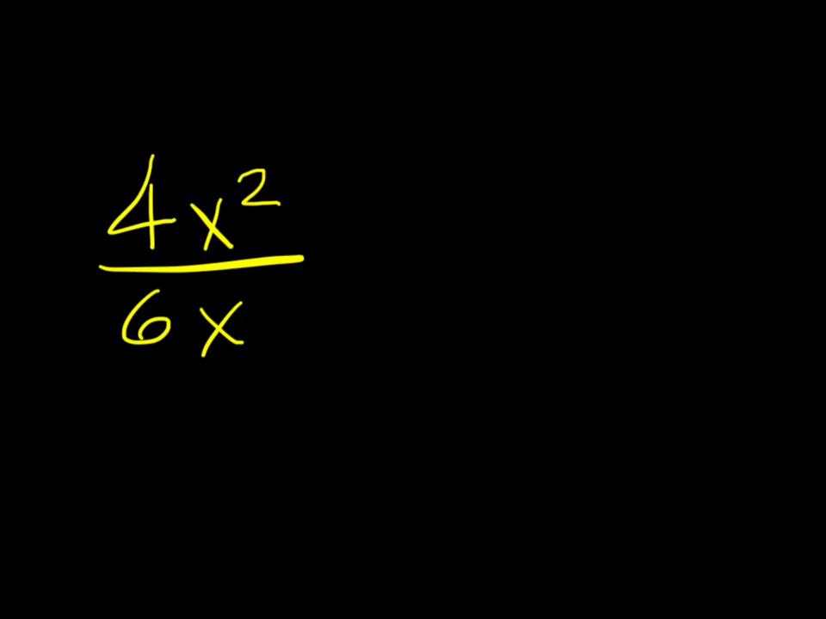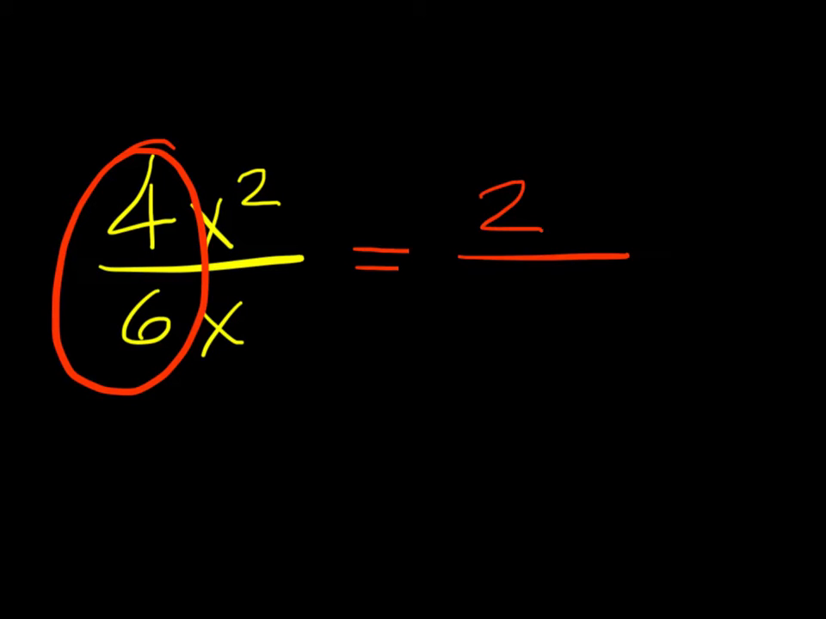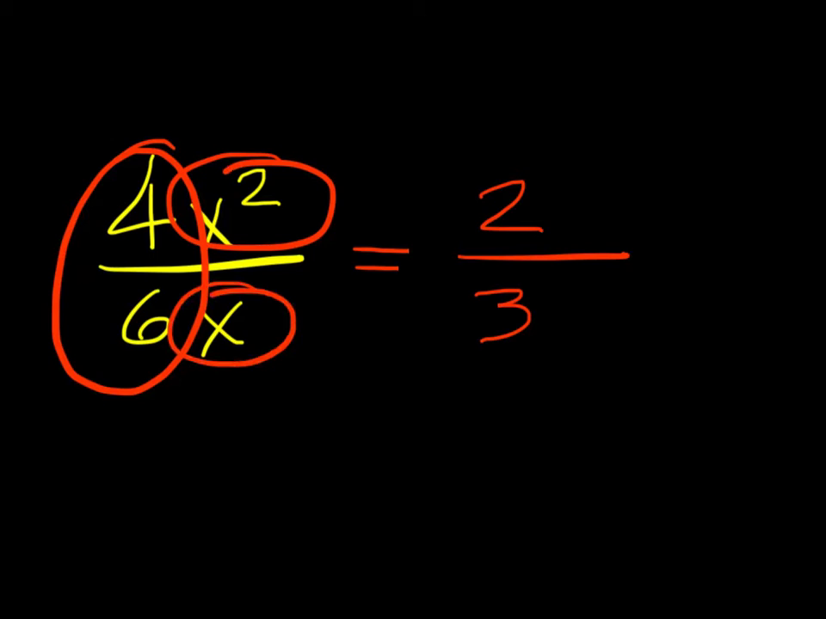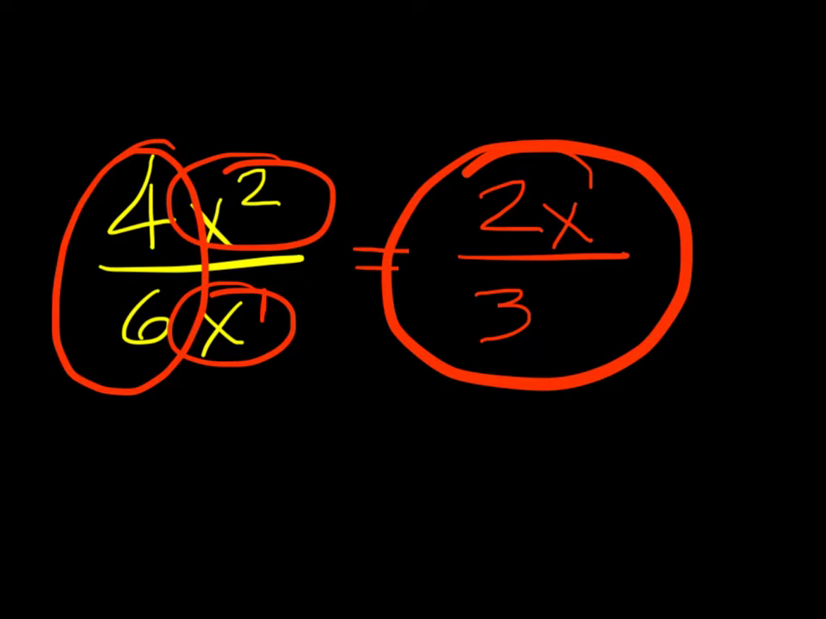The solution for the bonus is to look at the 4 over 6. Never leave 4 over 6. 4 over 6 can be reduced. 2 goes into both of those numbers. So you have a 2 over 3 to start with. Then you have x squared over x, which leaves you with an x on top. 2 minus 1 is 1. Exponent is 1. So 2x over 3 is the answer.